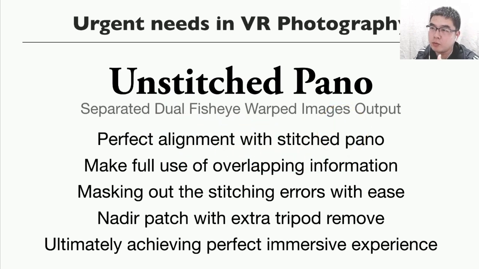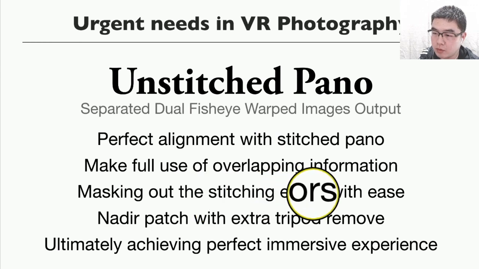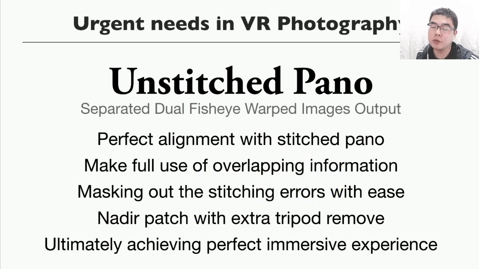Because it has perfect alignment, that will make your post-processing very effective. And in this case, you can make full use of the overlapping information, as we mentioned before. These are very big overlapping areas. And with the help of Photoshop masking skills, you can mask out the stitching errors very easily. And also, you can make some nadir patch with extra tripod removal, and ultimately, you can achieve the perfect immersive experience by yourself. That's very important.